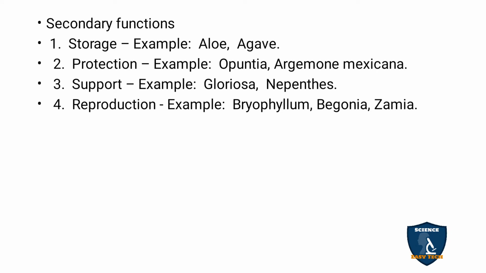Storage. Example, aloe vera, agave. They store food. Protection: in Opuntia, the leaves are modified into spines, or Argemone mexicana. Support: in Gloriosa superba and Nepenthes, it acts as a support. Reproduction: Bryophyllum, Begonia and Zamia. These are the secondary functions of the leaf: storage, protection, support and reproduction.